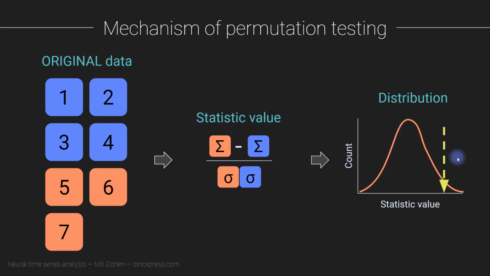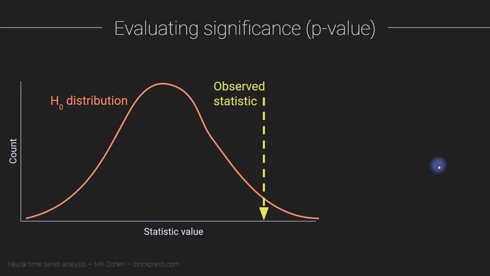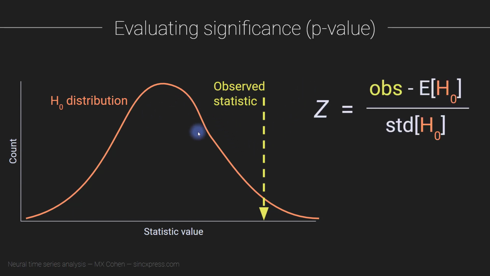Okay, so how do you know if you are far enough away from this null hypothesis distribution? To do that, you need to generate a p-value. And there are two ways of computing a p-value in empirical null hypothesis testing. So one of those methods is to create a z value. And the way that you create a z value, this is actually just the standard z value formula.